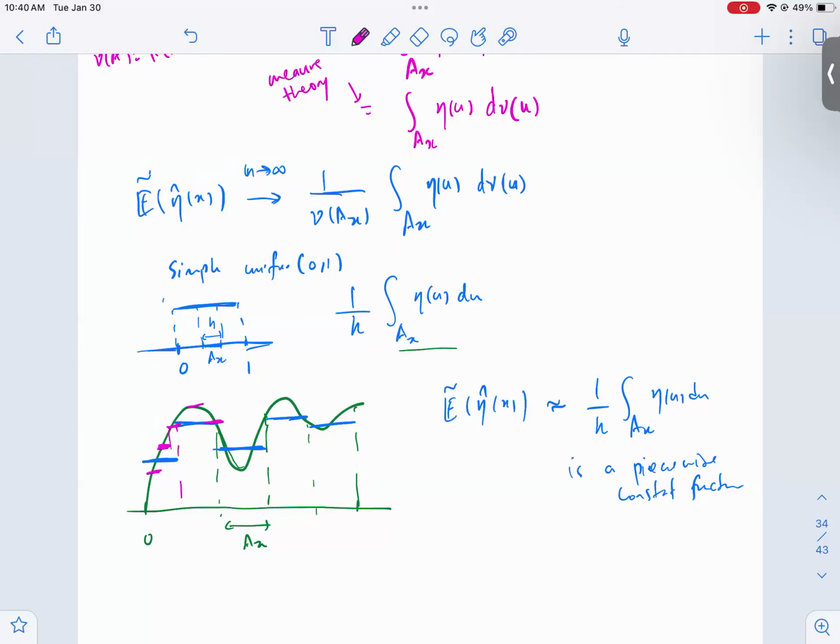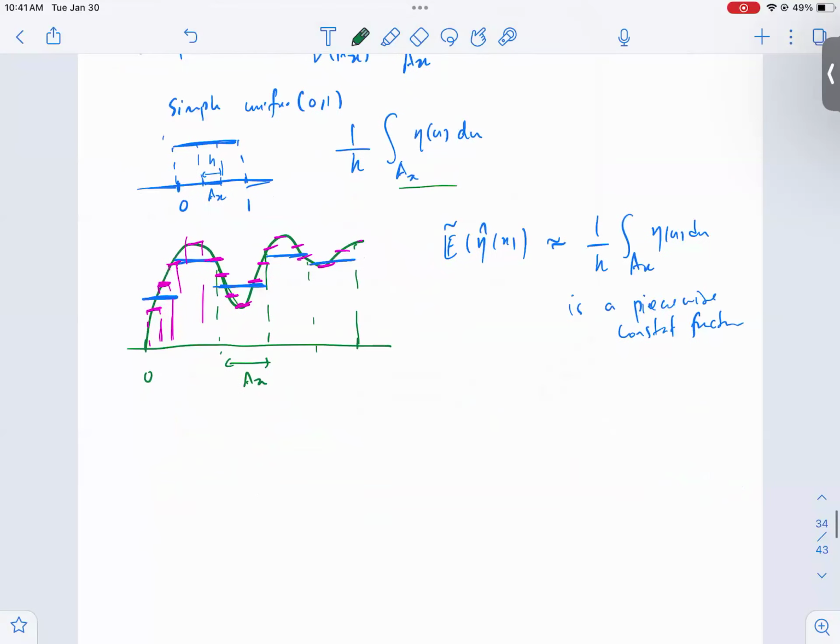This is maybe the one with the partitions, so the bandwidth is like this. It's going to be piecewise constant, but you can see it's a better approximation if I average it over smaller edges. What we want, for the bias, is to compare this to eta of x.